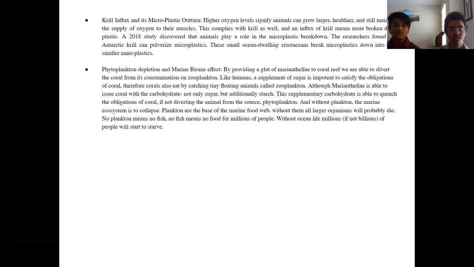Phytoplankton depletion and its marine biome effect. By providing a glut of Marientli to coral reef, we'll be able to divert the coral from its consumption of zooplankton. Like humans, a supplement of sugar is important to satisfy the needs of coral. Corals also eat by catching tiny floating animals called zooplankton. The Marientli is able to provide coral with carbohydrate, not only sugar but additionally starch. The supplementary carbohydrate would be able to quench the needs of coral, if not at least divert the animal from the source, phytoplankton. And without plankton, the marine ecosystem is to collapse.